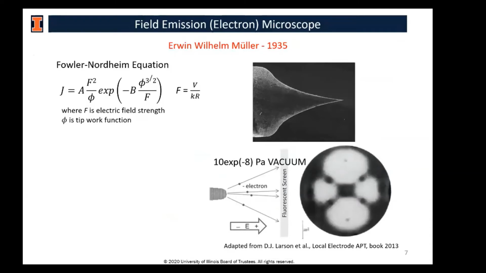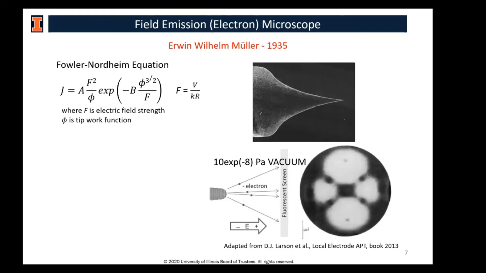So the whole journey into the field emission based techniques started from about 1935, where Erwin Müller presented the first field emission electron microscope, which was based on the Fowler-Nordheim equation, which was kind of a triumph of the application of newly developed quantum physics. So it was describing, as you can see on the left-hand side, the emission from metals related to the work function of the metal and the strength of the electrostatic field applied to the metal.